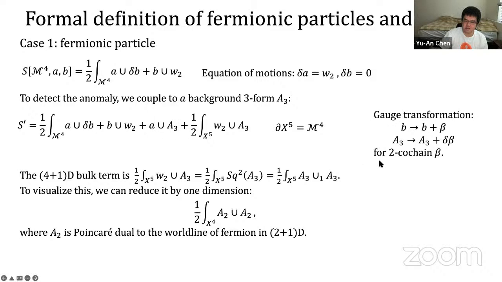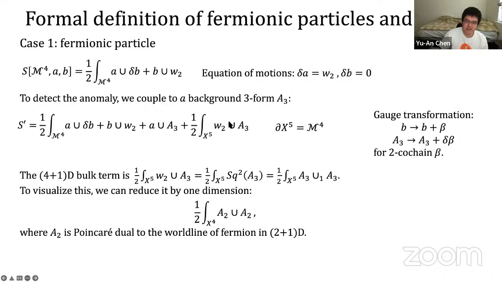It turns out we need to add something in the bulk. So we start with some four-manifold M4 and introduce a bulk term, to make sure the whole expression is invariant under this gauge transformation. So we can say this anomaly is captured by the bulk action W2 cup A3. There are many equivalent expressions for this. For example, W2 cup A3 is Sq2 of A3, which is A3 cup-one A3. For people who are not familiar with the properties of Steenrod squares, you can think of it just as a way we can calculate the action in the bulk. And I will try to geometrically argue the meaning of this bulk term.